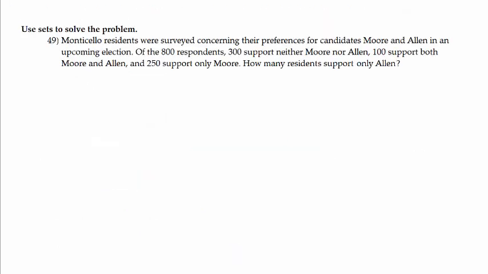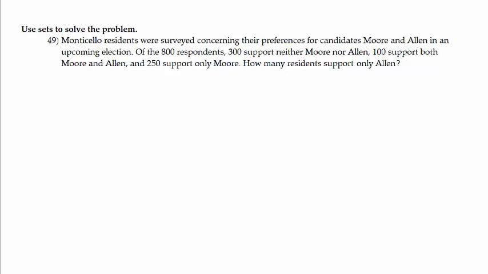Number 49, we've got a survey problem here. So it says Monticello's residents were surveyed concerning their preferences for candidates Moore and Allen in an upcoming election. Of the 800 respondents, 300 supported neither Moore nor Allen, 100 supported both Moore and Allen, and 250 support only Moore. How many residents support only Allen?